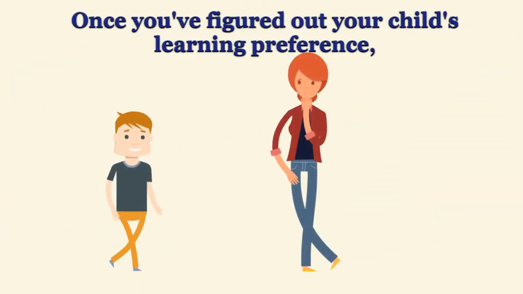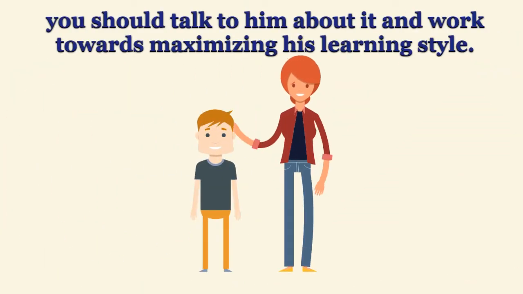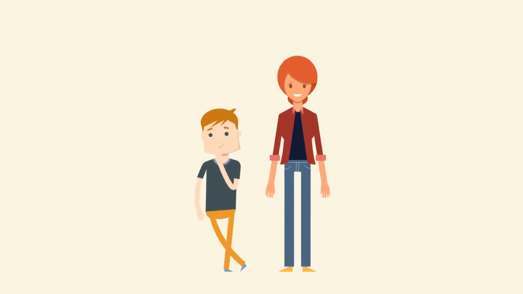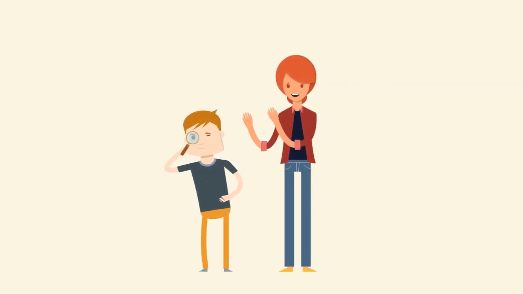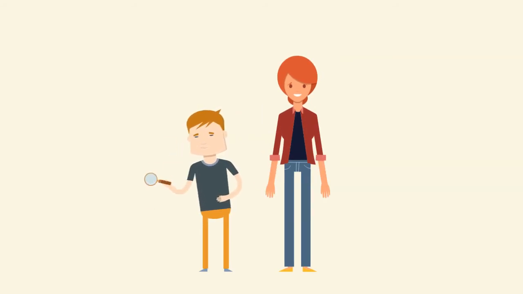Once you've figured out your child's learning preference, you should talk to him about it and work towards maximizing his learning style. After all, your child is in the best position to know what works for him and what doesn't. The VARK model was established to allow students to reflect on their learning styles, so that they can adjust their learning behavior when they encounter problems.